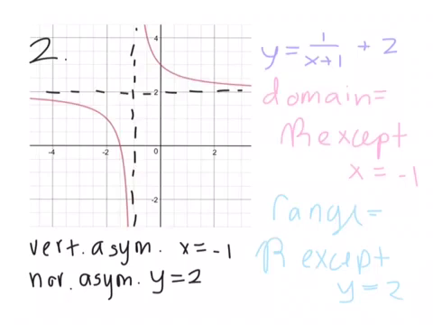So that means that our range is going to be all real numbers, which is this capital R, except for y equals +2. Our vertical asymptote is x equals -1, and like I said, that's right here at -1 on the graph. And our horizontal asymptote is y equals +2, and that's this line.